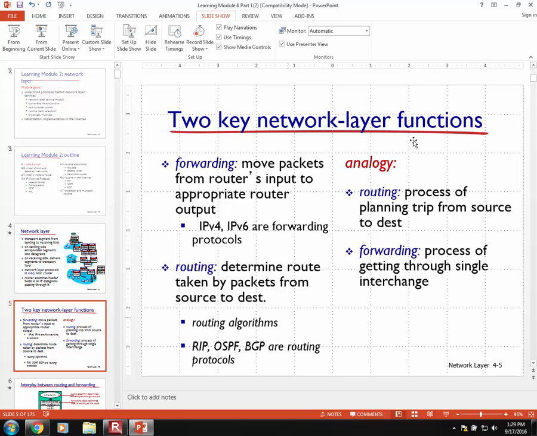The analogy of routing and forwarding, and they're kind of interrelated with each other: routing is kind of the big picture. So if we're in the process of planning a trip, the analogy of routing would be planning the trip from beginning to end. Forwarding is basically all the decisions that are made throughout the trip, what road to take, which exit to take, those types of things. So there's basically an interrelationship between the two.